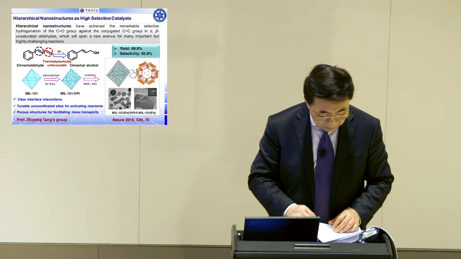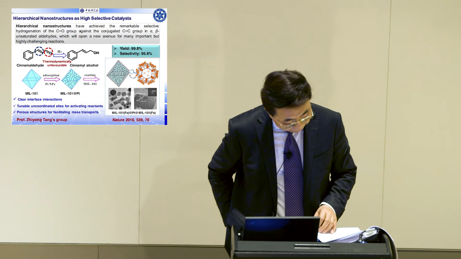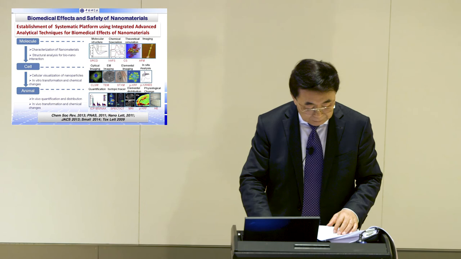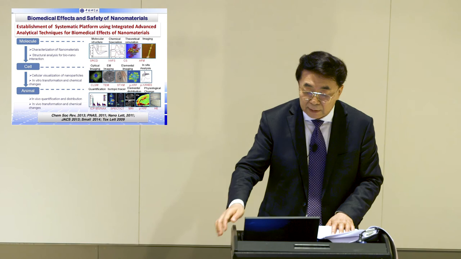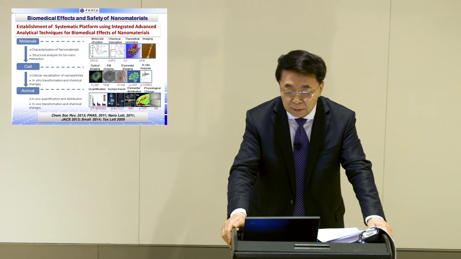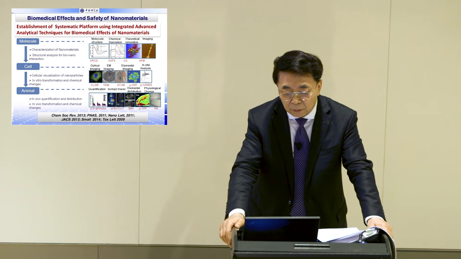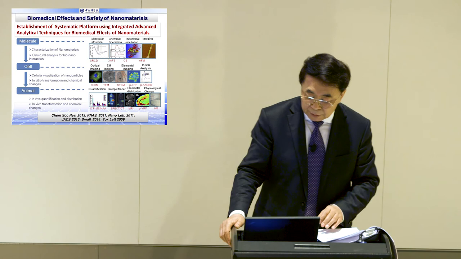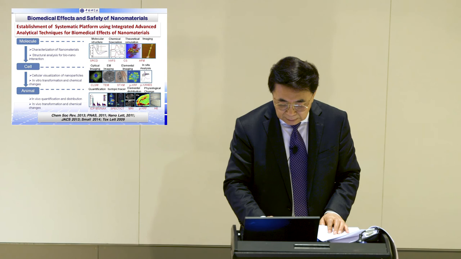I think that this is one of the important missions of nanoscience. So far we have established various methods to evaluate the bio effect and the safety of nanomaterials from the molecular to the cell and to the animal levels. So from molecular level to cell and to animal. So establishing this systematic platform using integrated advanced analytical techniques for the biomedical effects of nanomaterials is very important. So we can study in vivo distribution, in vivo transformation and chemical changes. This group in the National Center for Nanoscience and Technology also published many papers in this area.